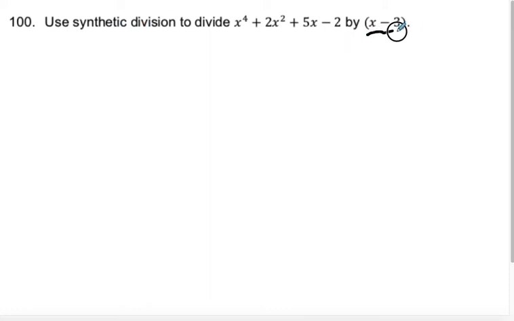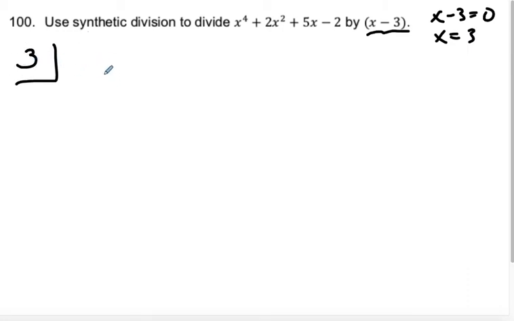We can use synthetic division because it's in that form x minus a. So the first thing we have to do is figure out what number goes in that box. And if you remember from my first video, it is whatever the divisor is set equal to 0. So x must equal 3. So that's the number that goes inside this box.